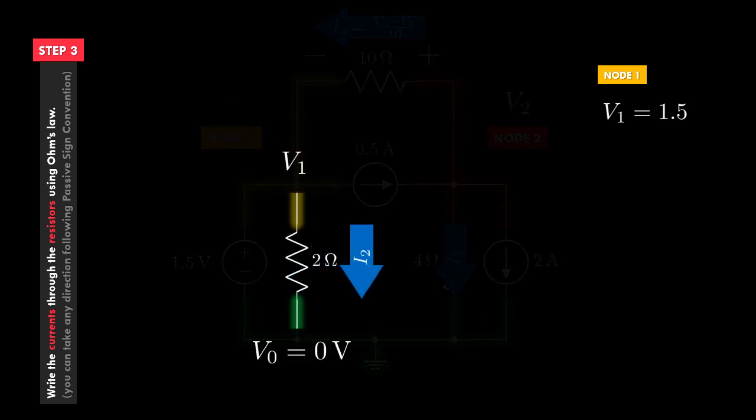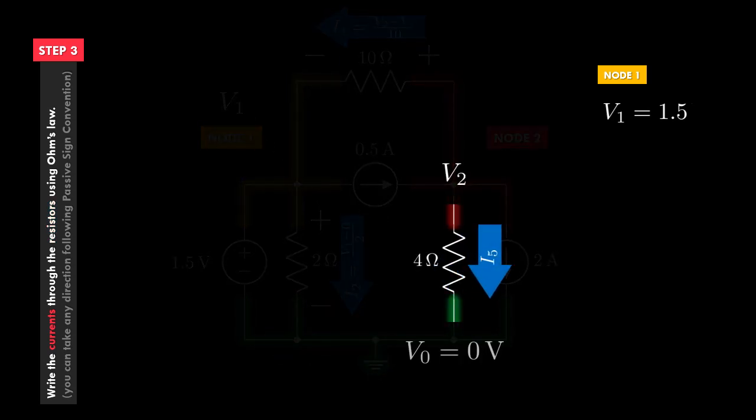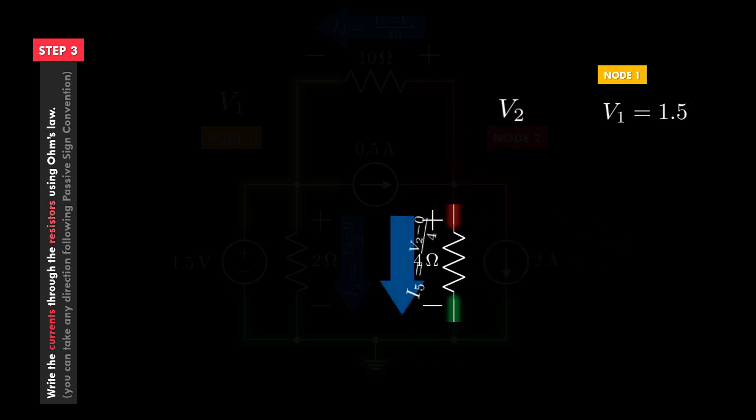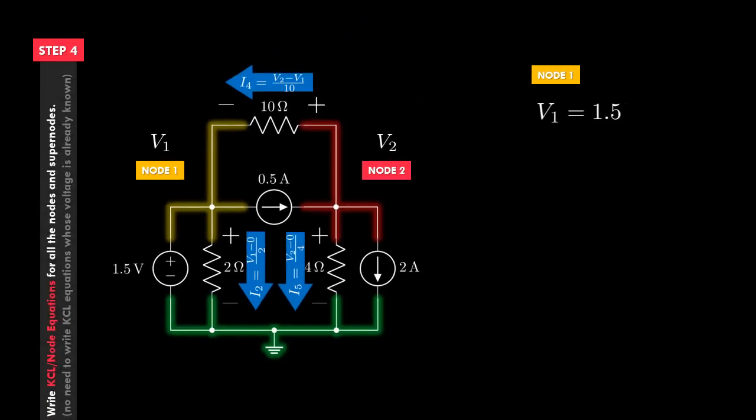Let's do the exact same things for the remaining resistors. And now step 3 is complete. Since we know the currents, we are now ready to write KCL equations. That's the next step. You'll see I mentioned you don't need to write KCL equations for nodes whose voltage we already figured out. For example, we already figured out node 1 has a voltage of 1.5 volts. So we don't need to write KCL equation for node 1.